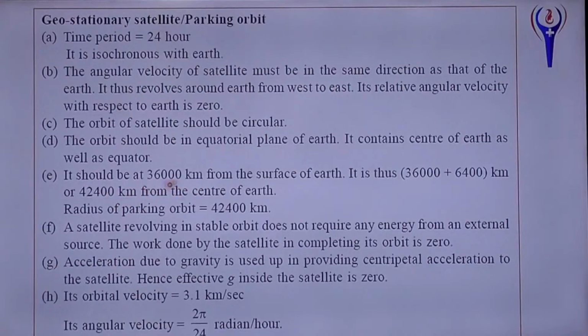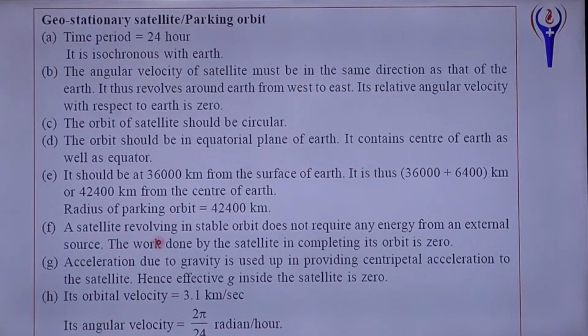It should be at 36,000 kilometers from the surface of the Earth. For a geostationary satellite, that means 36,000 kilometer height. If you fix a satellite at that height from the Earth's surface, then it follows the geostationary orbit. Its time period will be 24 hours, 1 day.